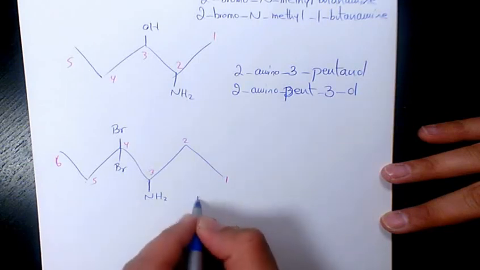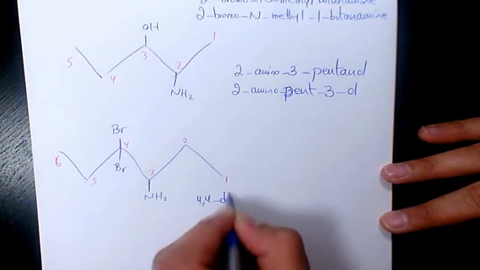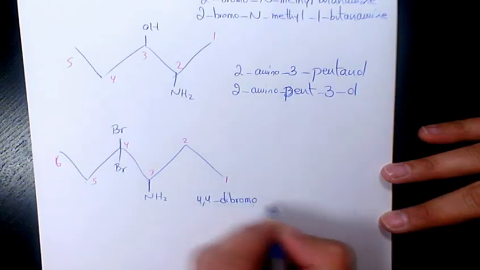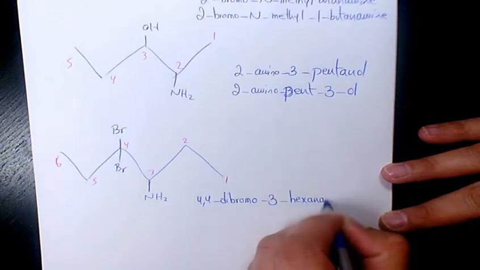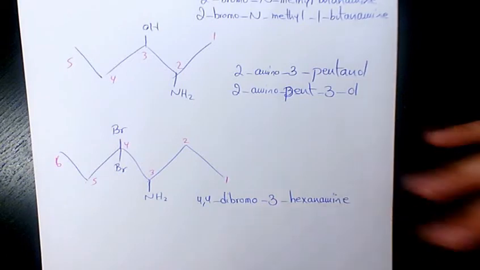So we're going to have 4 and 4 dibromo, 3 hexanamine. That's going to be the name of this organic compound.